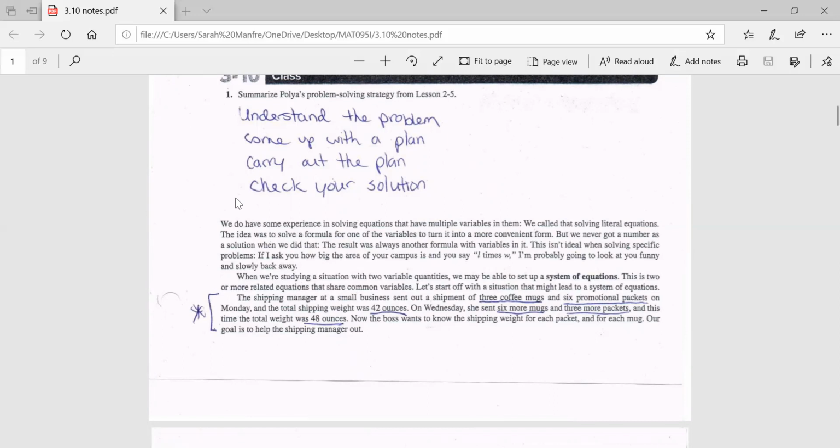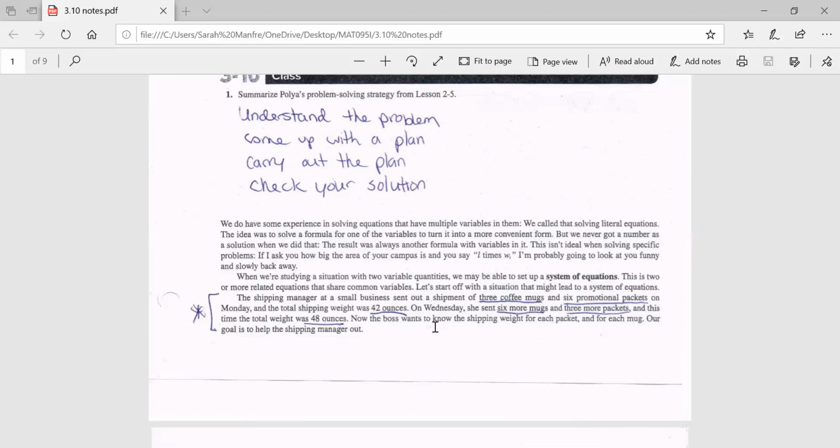Okay, so we are going to start systems of equations with this example right here. And I start the example so that you know exactly where to start. It says the shipping manager at a small business sent out a shipment of 3 coffee mugs and 6 promotional packets on Monday. And the total shipping weight was 42 ounces. On Wednesday, she sent 6 more mugs and 3 more packets. And this time the total weight was 48 ounces. Now the boss wants to know the shipping weight for each packet and for each mug. Our goal is to help the shipping manager out.